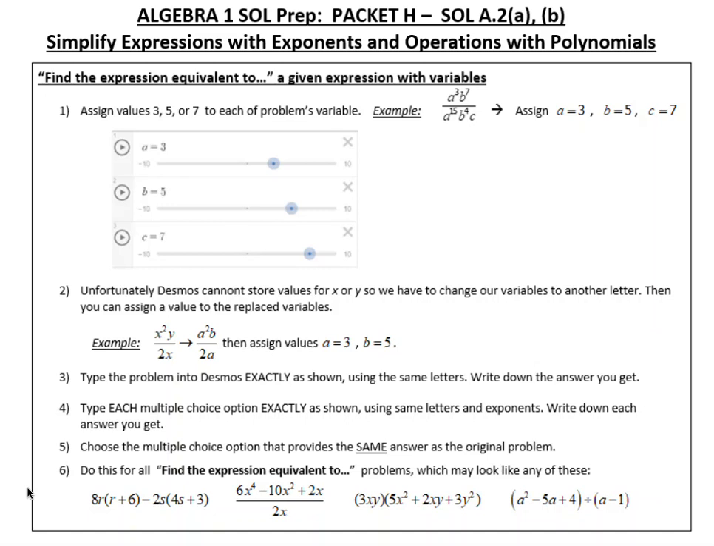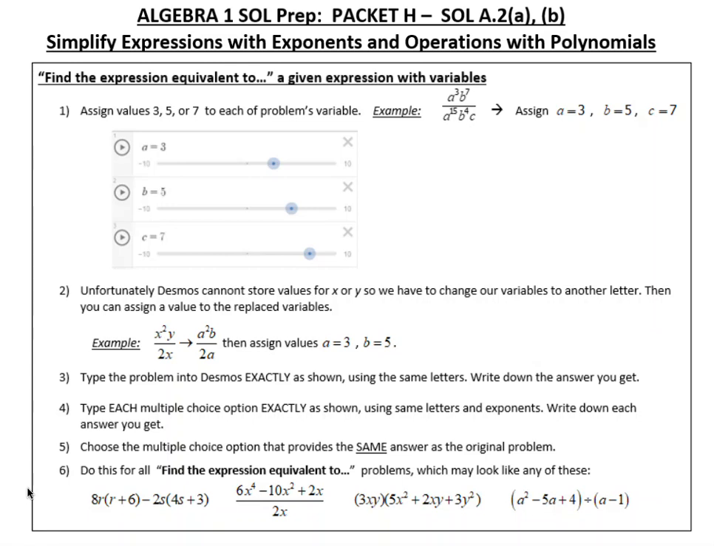Today we are going to talk about how to simplify expressions with exponents and operations with polynomials. To do this, we are going to use Desmos. If you see a problem where the directions are find the expression equivalent to, here's a trick that you can use in Desmos to help figure out the answer if you can't do the math yourself.